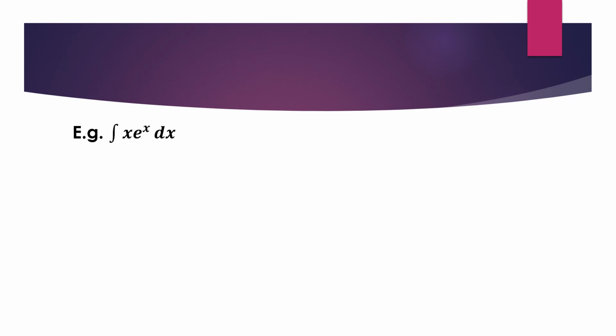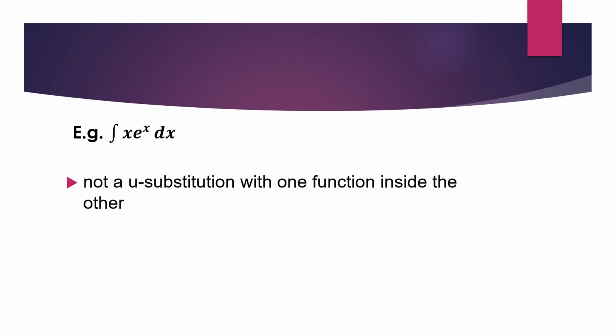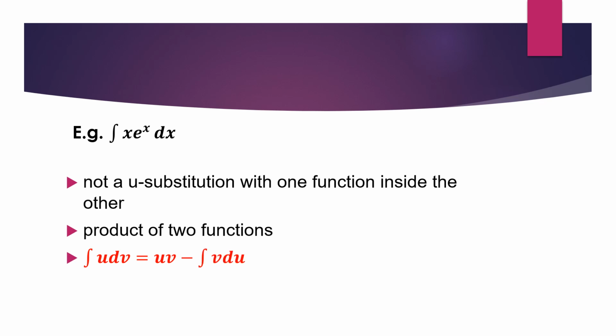Now let's see another example: the integral of x e to the power x dx. We cannot use u-substitution to solve this kind of problem, because it's not a case of one function inside the other. Actually, it's the product of two functions. So we need to use integration by parts, with the formula integral u dv equals uv minus integral v du, to solve this kind of problem.